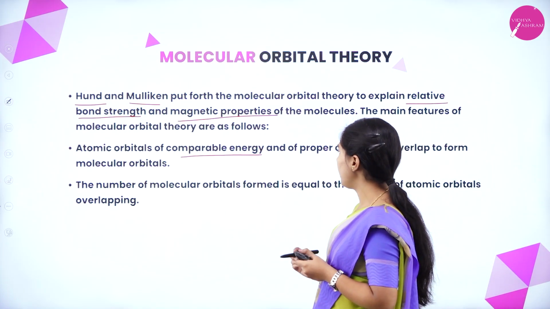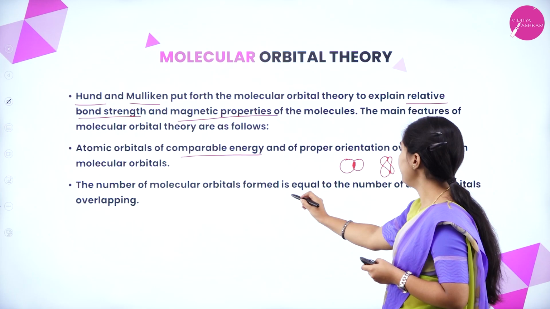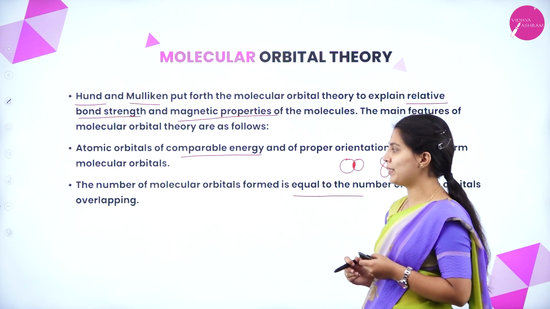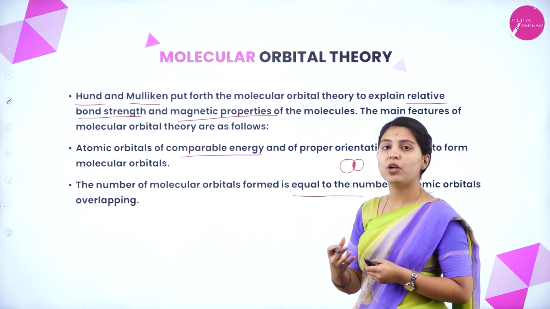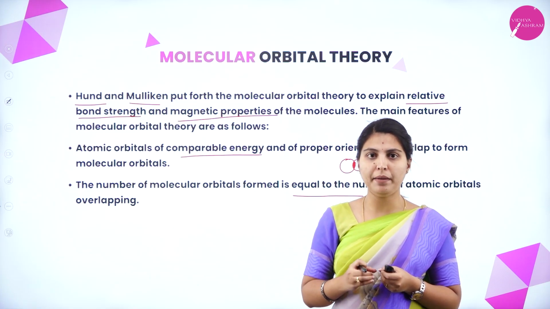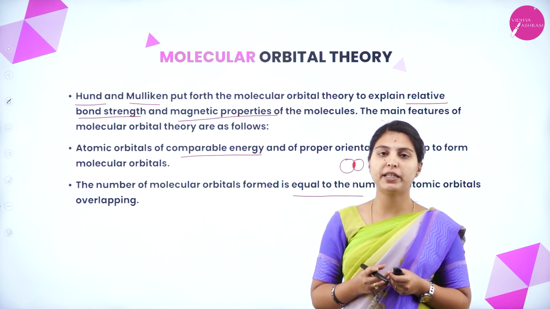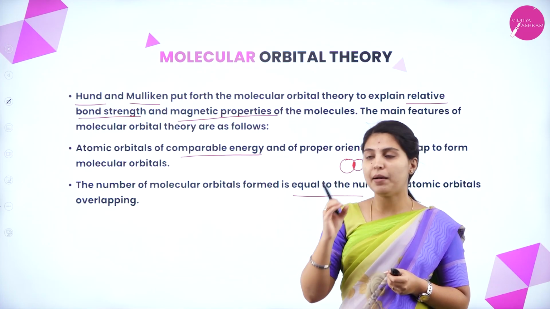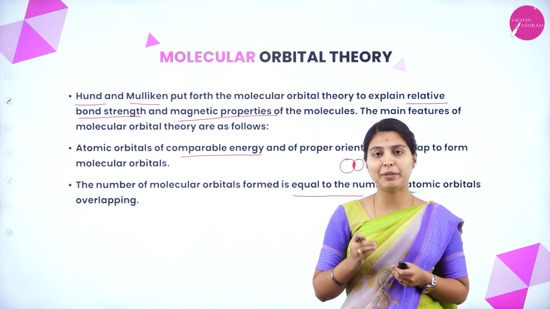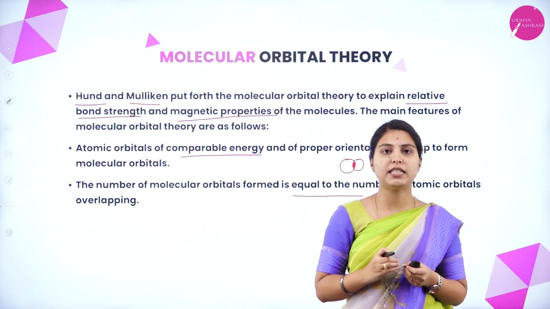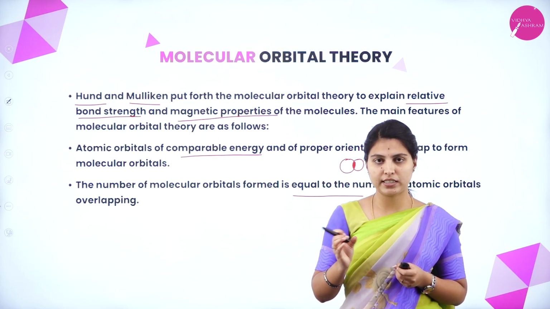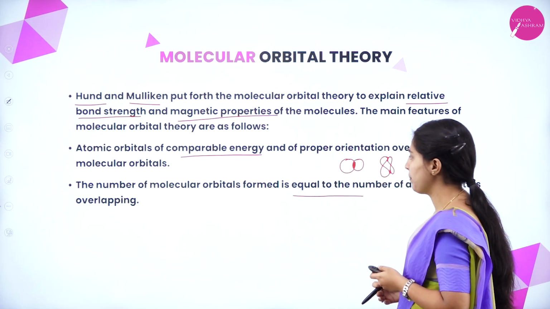The number of molecular orbitals formed is equal to the number of atomic orbitals overlapping. However many atomic orbitals have been overlapped, that many molecular orbitals will form. That's why the number of molecular orbitals will be equal to the number of atomic orbitals overlapped. That is one rule we use for calculation purposes.